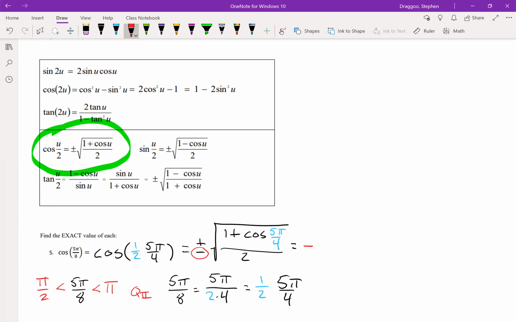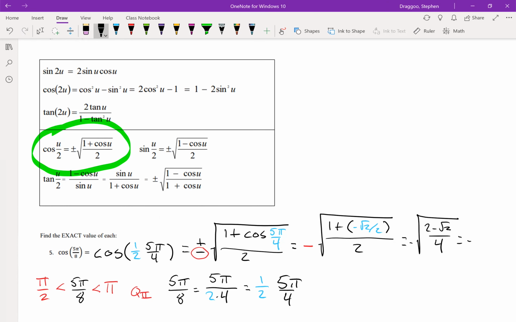So this will be negative the square root of 1 plus negative root 2 over 2, divided by 2, which after some simplification comes out to negative the square root of (2 minus the square root of 2) over 4. So just multiply top and bottom by 2. And since 4 is a square number, this is negative square root of 2 minus square root of 2, all over 2. So that's a square root within a square root.